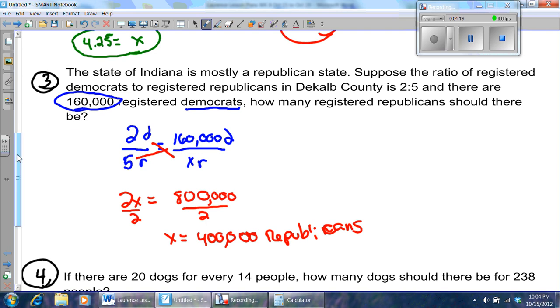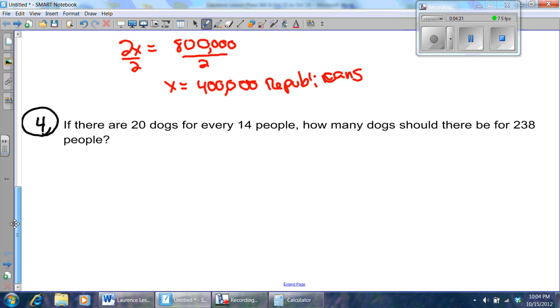All right, one more example. If there are 20 dogs for every 14 people, do you see the ratio? 20 dogs for every 14 people. How many dogs should there be for 238 people? Well, 238 is a people number. It's in the denominator because the 14 was. And then how many dogs? X in the numerator. So once more, I will cross multiply.